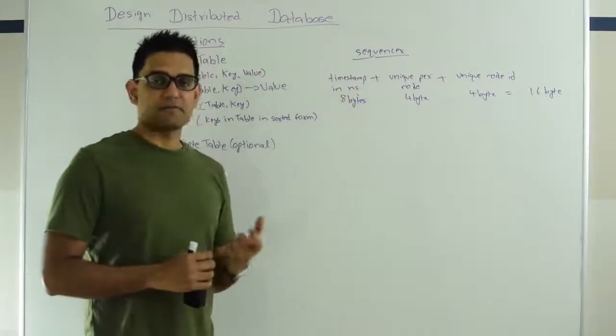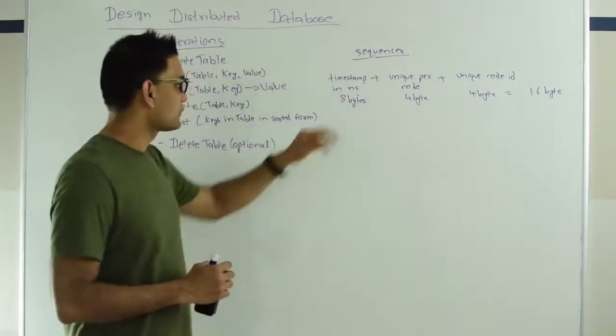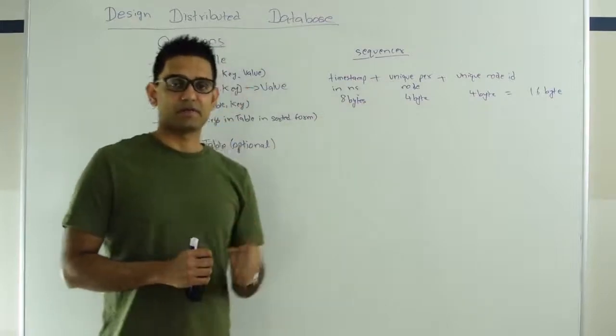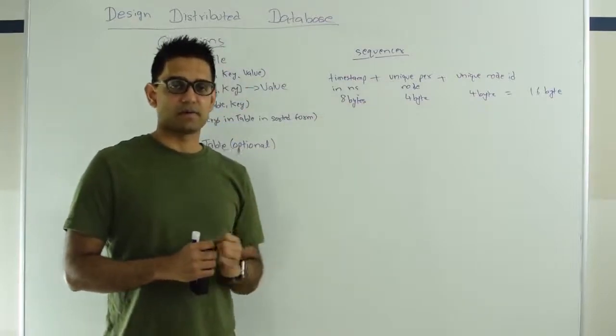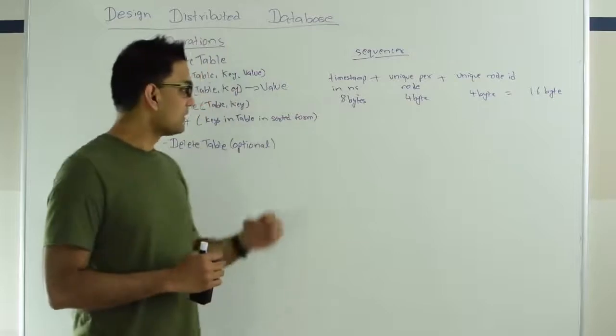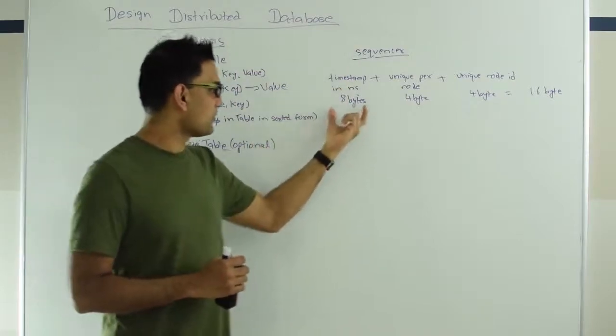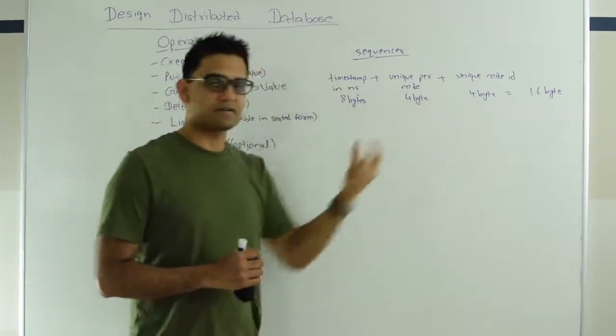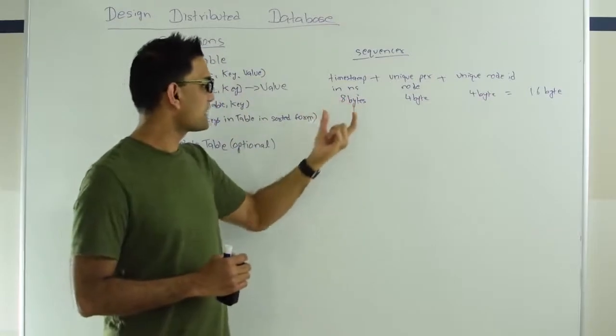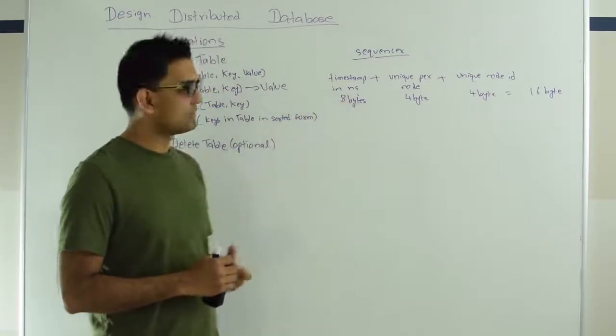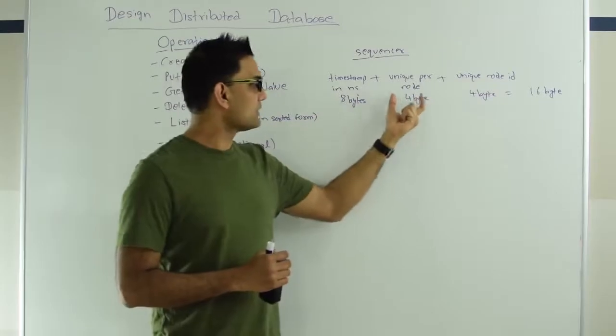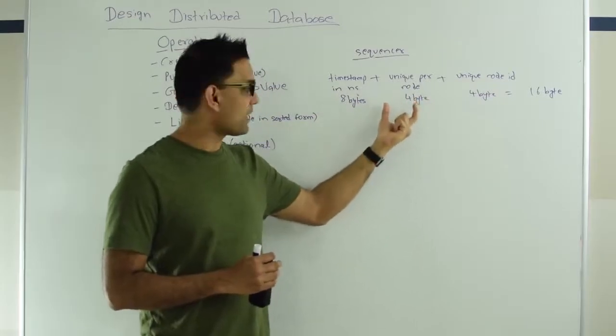With every record, with every key value pair in a table, we are going to store a sequencer which is going to be an increasing and unique number. To get this unique number, we are going to have a sequencer which is going to be made up of these 3 parts. The first part is a timestamp in nanoseconds, which will take 8 bytes. Then we have a unique number per node, which will be 4 bytes.